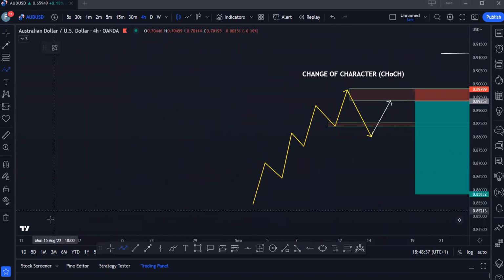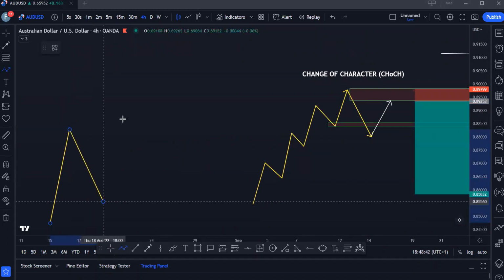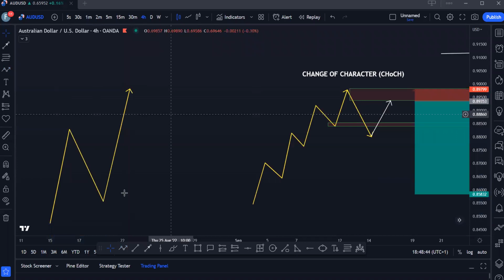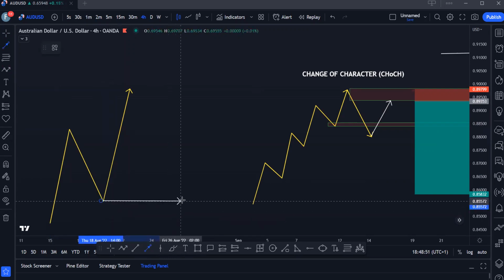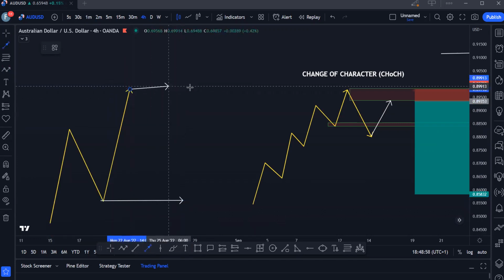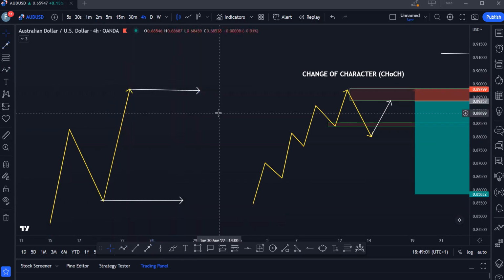Now let me give you a picture example. So let's look at major structure. So this is major structure. Impulse, correction, impulse. So we have over here this is your higher low, and then this is higher high. Now, any kind of market structure that happens within higher low and higher high, within this major structure, it's called minor structure.